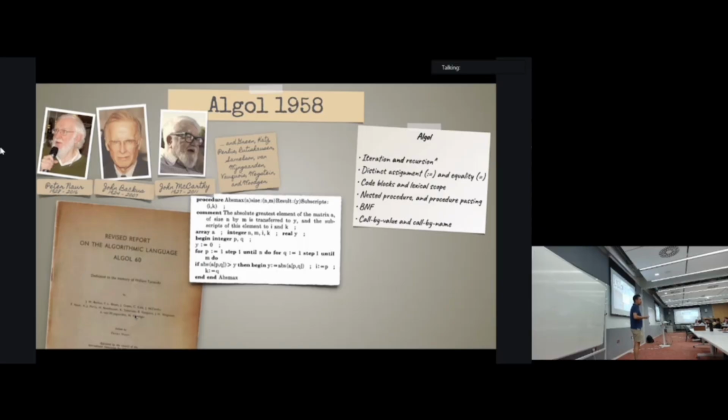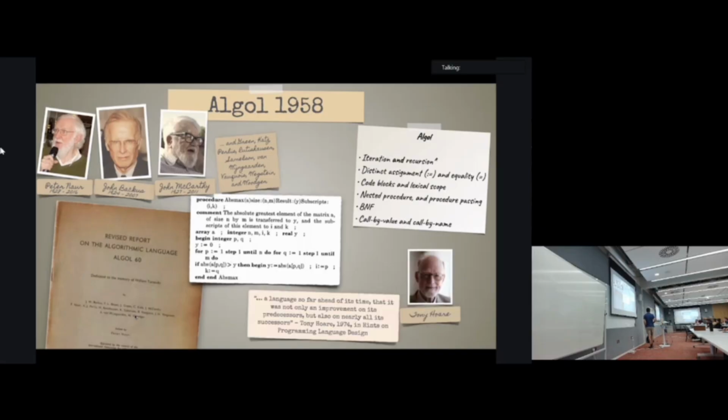They invented BNF, which you will have studied when you're doing grammars. That was invented in order to specify how this programming language works. And they also distinguished between call by name and call by value. So they did a lot of work to put this thing together. And in fact, Tony Hoare wrote about this in '74 and said it was a language that was so far ahead of its time that it was not only an improvement on its predecessors, but on nearly all its successors.